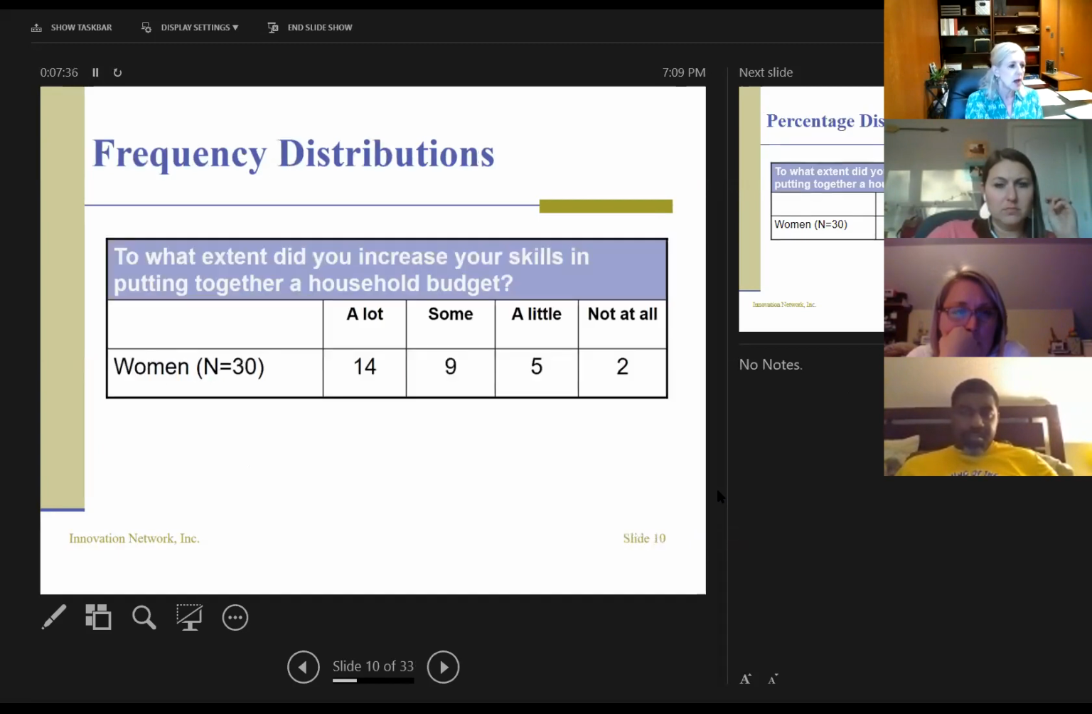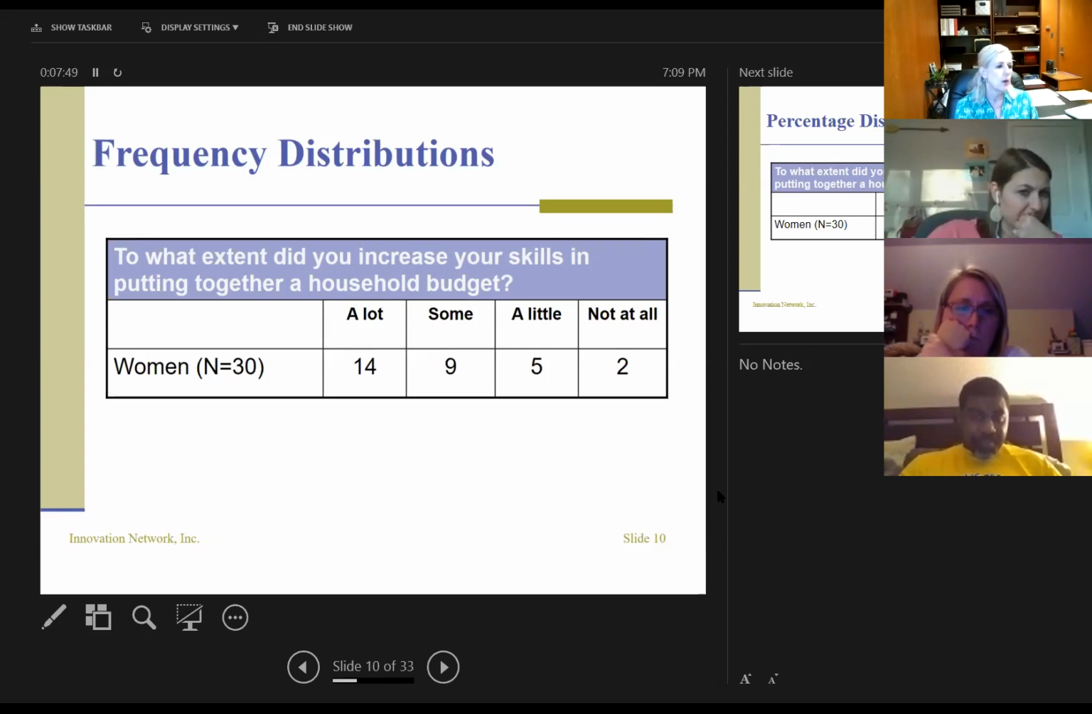Okay, so let's talk about frequency distributions. So let's say that our question was this: to what extent did you increase your skills in putting together a household budget? Okay, so we know that there were 30 people that were asked this question. And they had 4 different answers. So they could say a lot, some, a little, or not at all. So what is our frequency distribution?